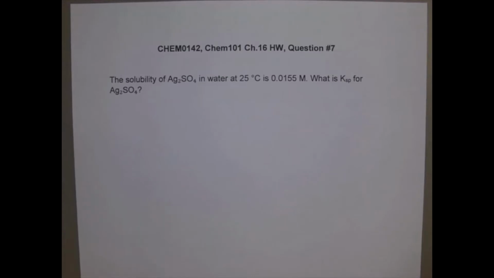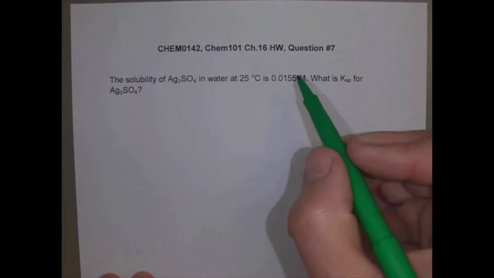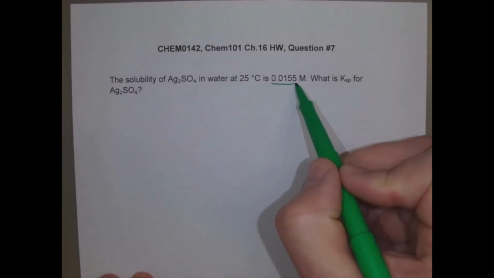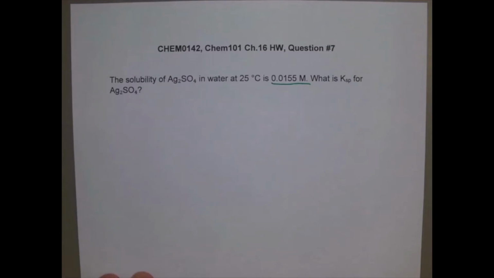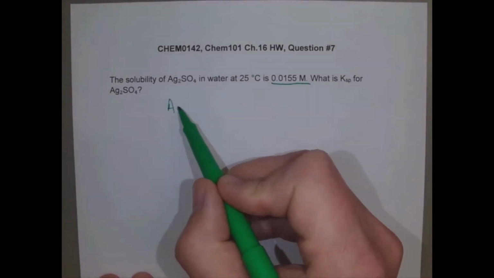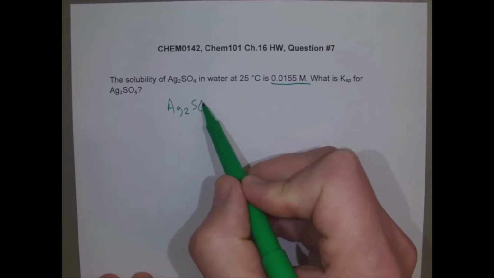In this problem, we are told the solubility of silver sulfate, and we are asked to find the Ksp of that compound based on the solubility. So we're told that the solubility is 0.0155 molar, and we're asked what is the Ksp. Well, an important thing to start with in this problem is the reaction that is occurring.